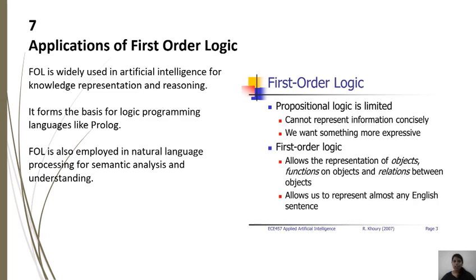First order logic. Propositional logic is limited, it cannot represent information concisely. We want something more expressive. First order logic allows the representation of objects, functions and relations between objects. It allows us to represent almost any English sentences.